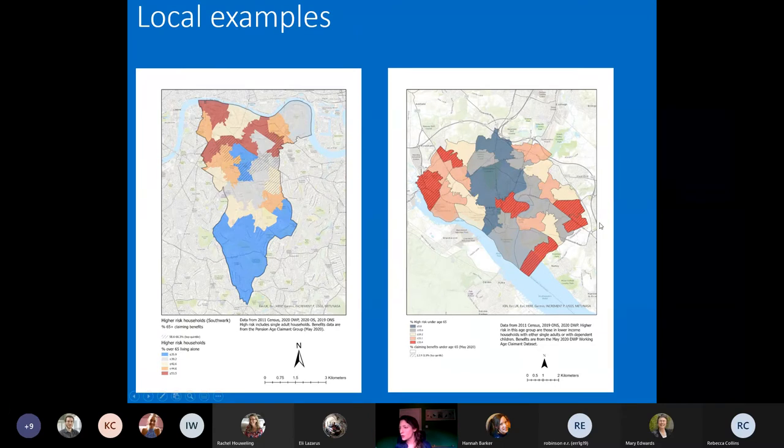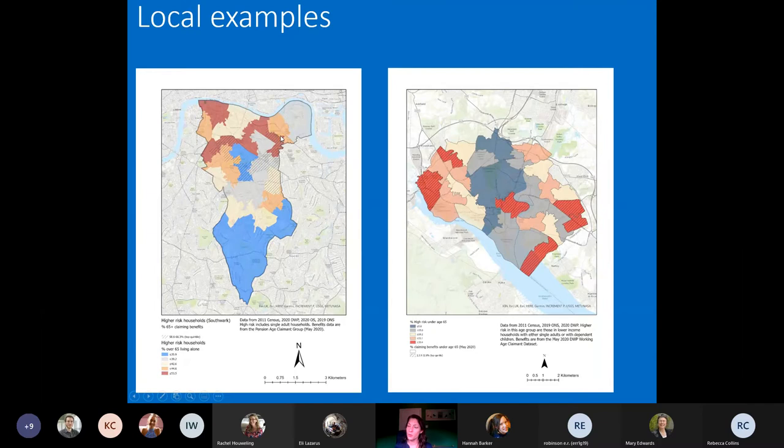And the ones that have the lines running across them also have the highest quintile of benefits claimants as well. In this case, in Southampton, it's 23.9 to 33% of the under 65 population claiming benefits. And then Southwark, we've done the same thing here, but it's for the population aged 65 and over. And again, here it doesn't correspond so neatly.